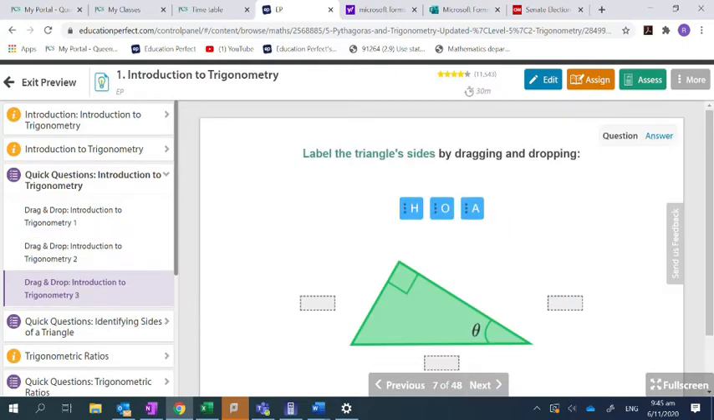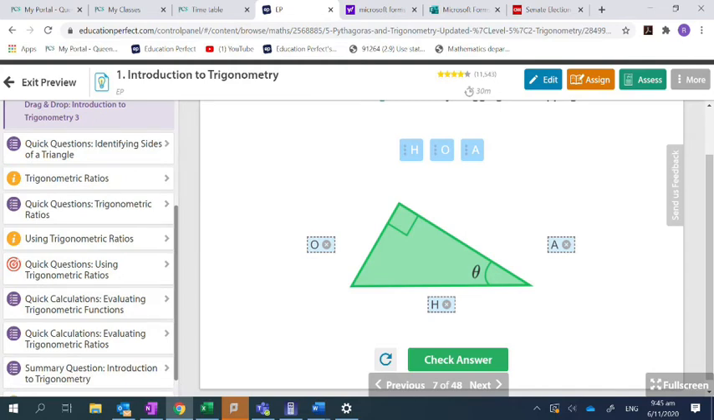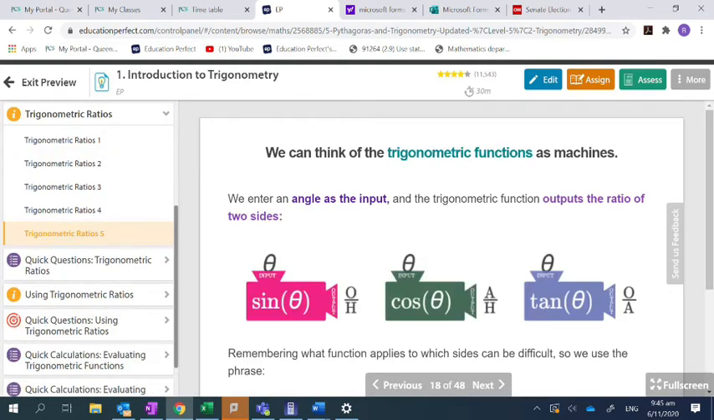One more. Label those triangles. Which one's the hypotenuse? The bottom one. What's this one? Opposite. And this one? Adjacent. If you can do that, you can do trig. The hardest part is labeling them. I'm telling you, super easy. If you can find the sides, then you're in good shape.